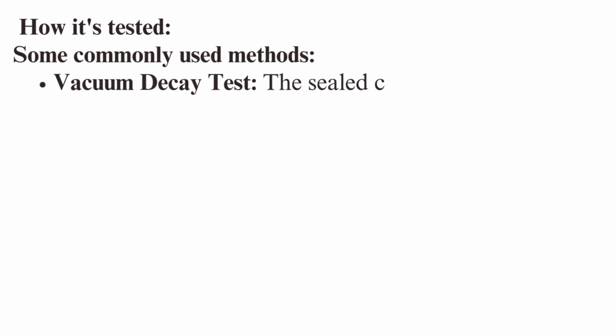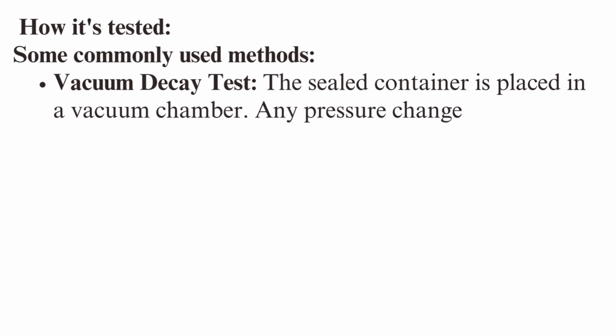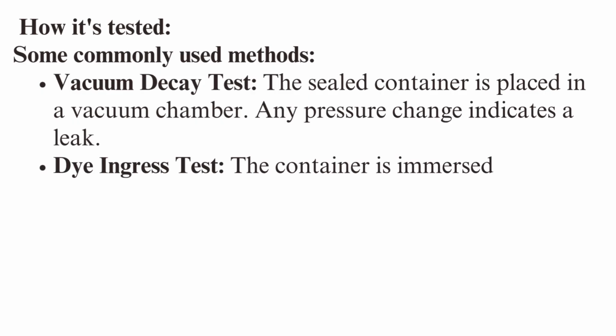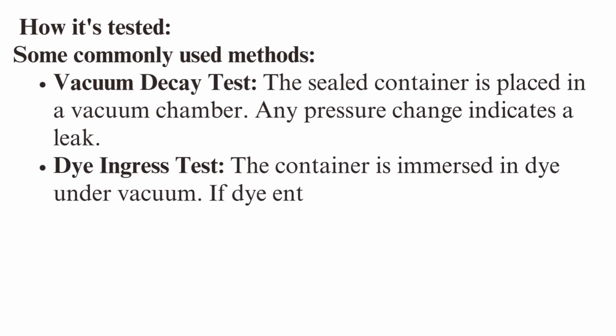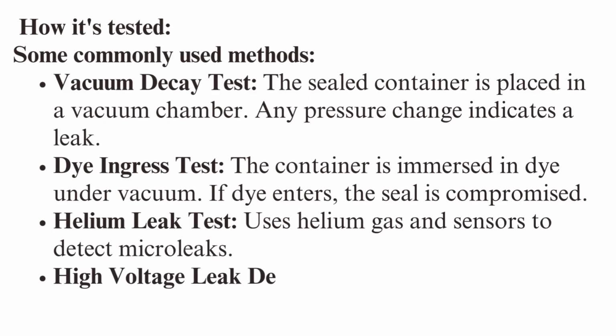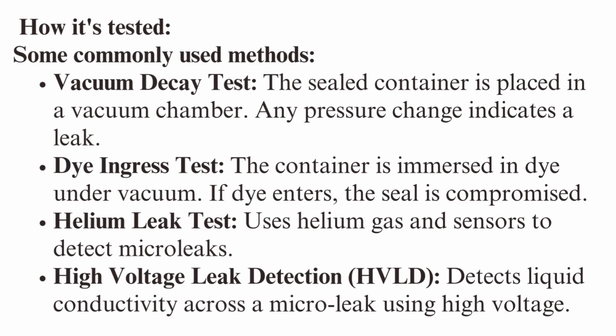How it's tested. Some commonly used methods. Vacuum decay test: the sealed container is placed in a vacuum chamber. Any pressure change indicates a leak. Dye ingress test: the container is immersed in dye under vacuum. If dye enters, the seal is compromised. Helium leak test: uses helium gas and sensors to detect microleaks. High voltage leak detection: detects liquid conductivity across a microleak using high voltage.